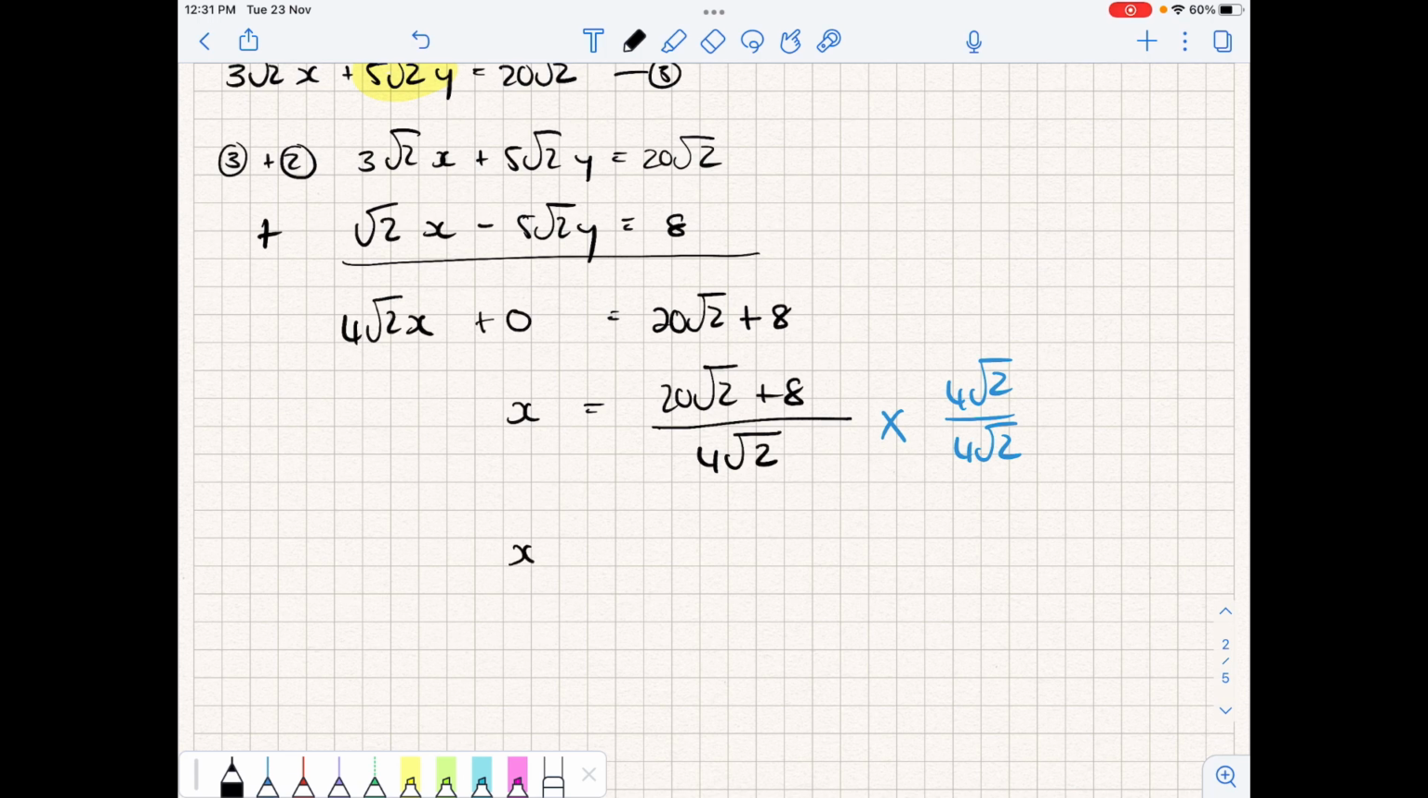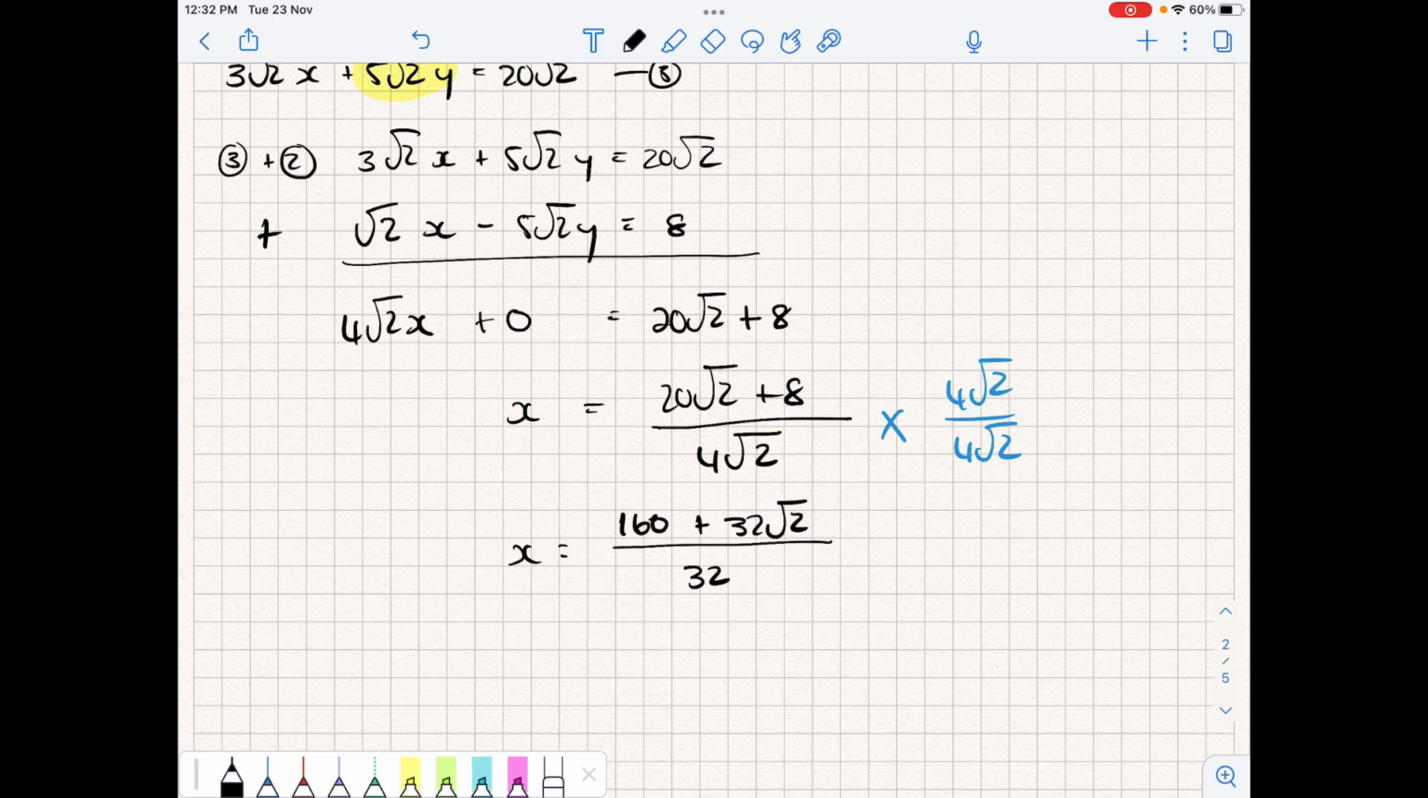Okay, and at the top, we're going to get 20 times 4, which is 80, times 2 from the square root 2 times square root 2. So that's going to give us 160. And then we're going to add 4 times 8, which is 32 square root 2. And all of this is divided by 4 times 4, which is 16, times 2, which is 32.